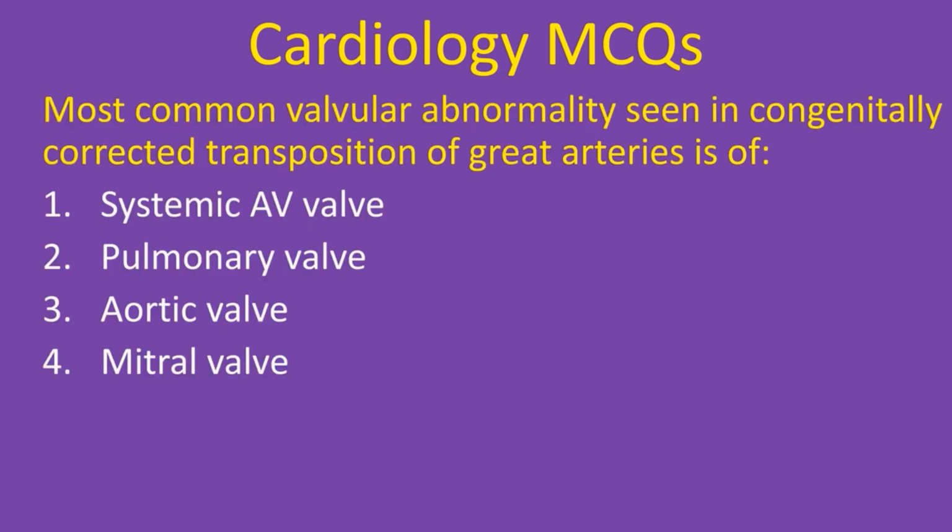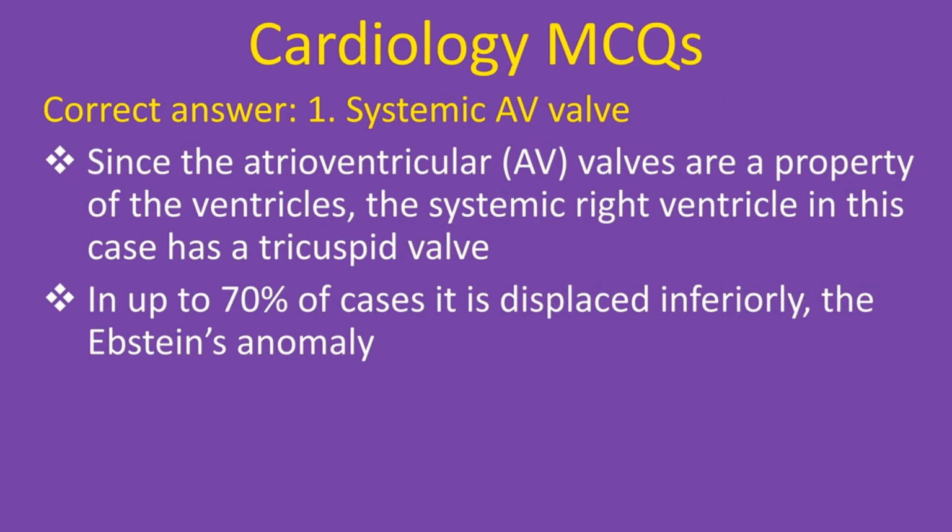Most common valvular abnormality seen in congenitally corrected transposition of great arteries is of: 1. Systemic AV valve, 2. Pulmonary valve, 3. Aortic valve, 4. Mitral valve. Correct answer: 1. Systemic AV valve.